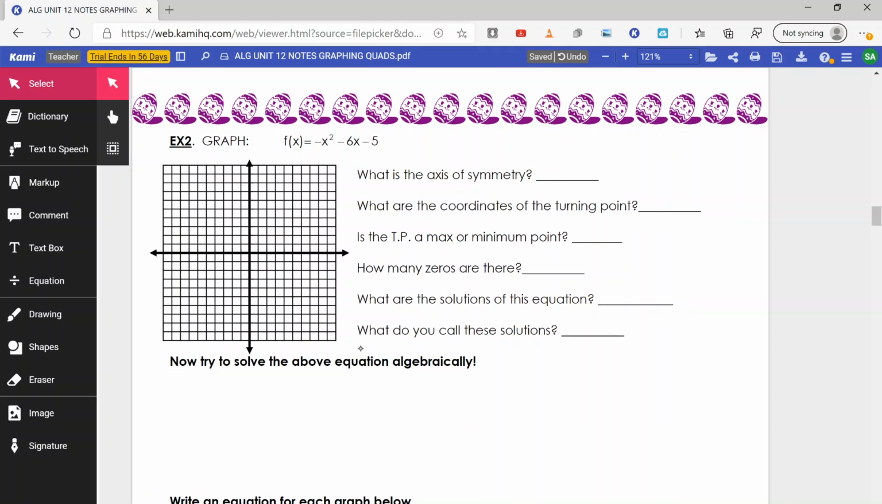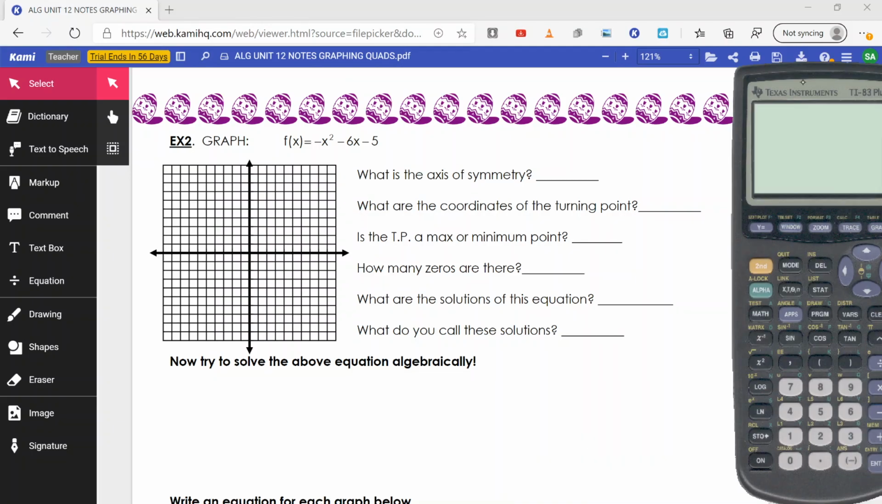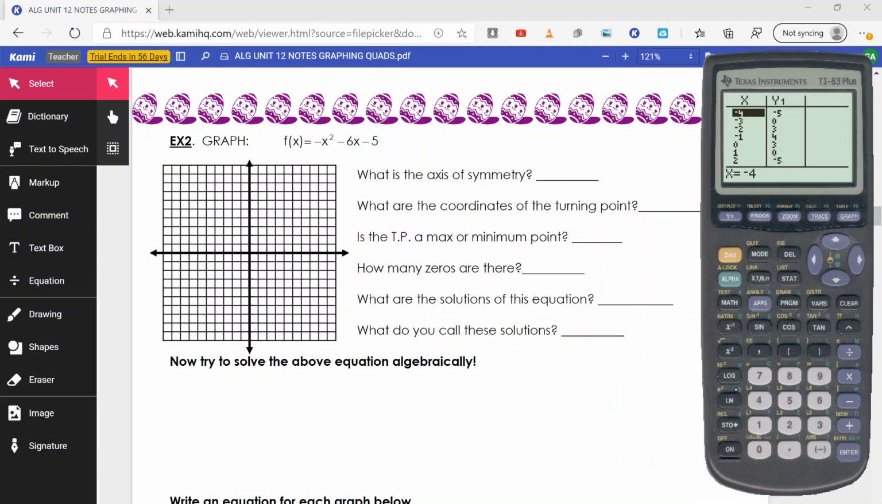Same with this one. Now this one, they gave us the equation, but they don't give us the graph. So in order to do the graph, we can either use the axis of symmetry formula, or if they don't give us the space like they do here, I can always plug it into the calculator. Again, f of x equals y equals, it doesn't really matter. It's the same thing. And I plug in negative x squared minus 6x minus 5.